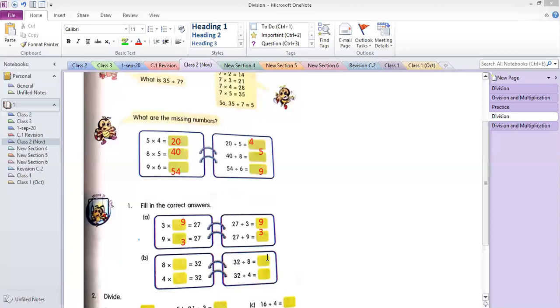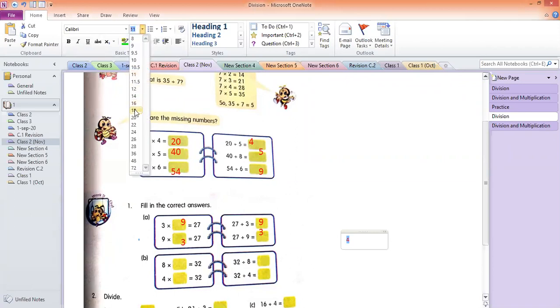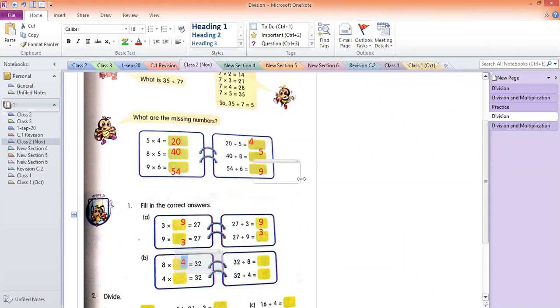Can you tell me 8 multiplied by what equals 32? What number should you multiply by 8 in order to get 32? Or how many times do you read the table of 8 to get 32? 4. Very good. So 32 divided by 8 equals 4, because 8 multiplied by 4 equals 32. That's why 32 divided by 8 will also be 4. Both answers will be the same. So I'm going to write here the answer: 4.